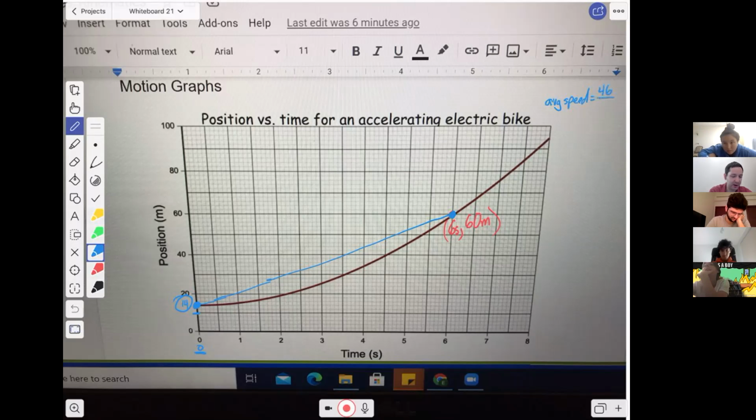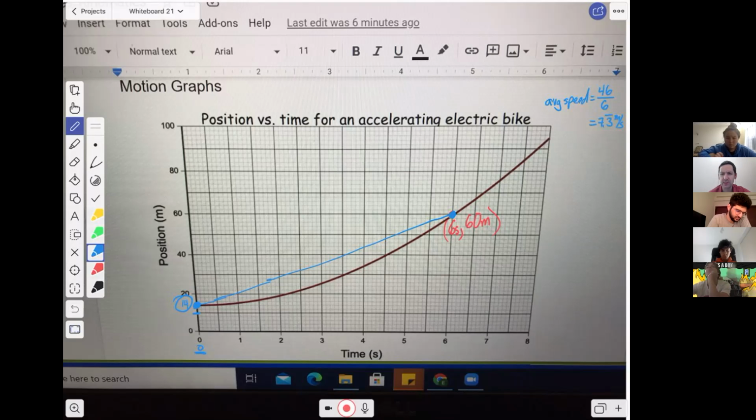I was trying to figure out how 64 came. You just flip the numbers. Awesome. So 46 meters over the amount of time traveled, over 6 seconds. So 46 over 6, and of course we can get a number for that: 7.3 repeating meters per second. So that's the average speed from 0 to 6.